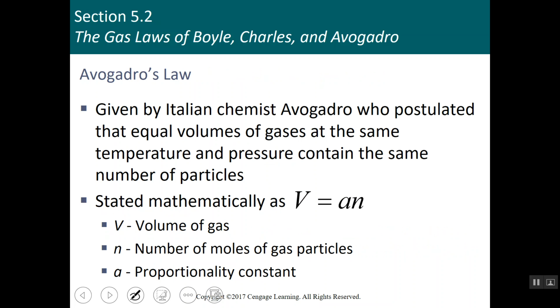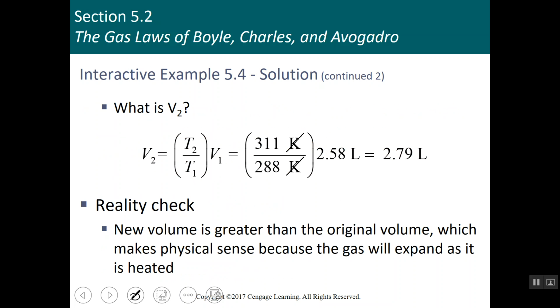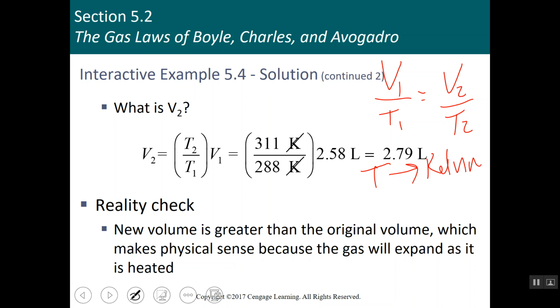So the takeaways from Charles's law are V1 over T1 equals V2 over T2, so that's our thing. T has to be in Kelvin, and these things are directly related, which means if I increase one, then the other one's going to increase as well. So those are your takeaways from Charles.